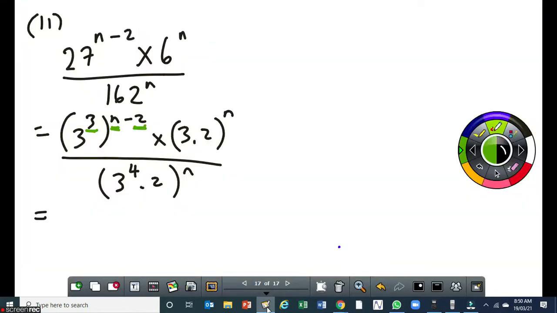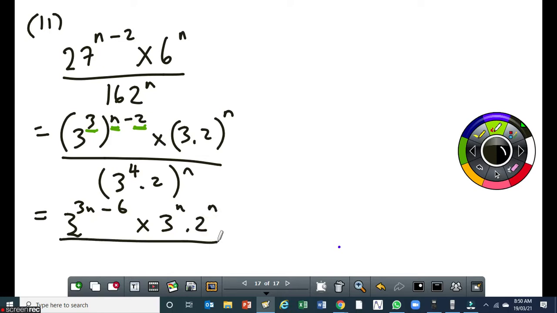Right? So here, I have to say 3 to the power of 3n minus 6 times 3 to the power of n times 2 to the power of n all over 3 to the power of 4n times 2 to the power of 2n. Okay, so that's the next step. So convert all bases to prime, then remove the brackets, and then you simplify. So the next thing that I'm going to do now is to use law 1 and law 2.